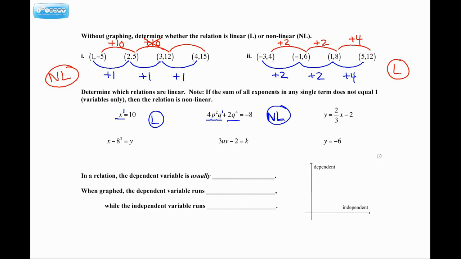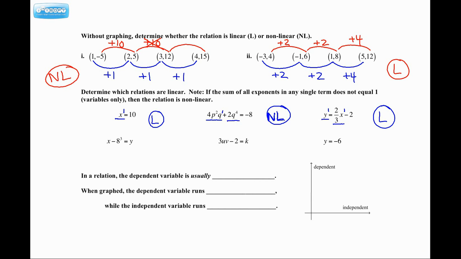All right, next, y equals 2/3 times x minus 2. So we have a term there, the variable, and this term. Okay, so the exponents off that variable, that's invisible 1, and the exponent here is invisible 1. Okay, so the total exponent value is 1. This one is also 1. Therefore, it's linear. Right. Next one.